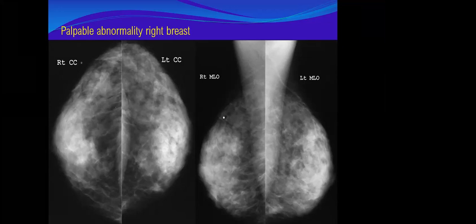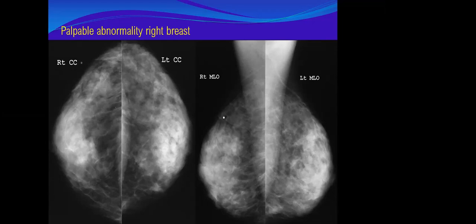On MLO, yes. You see, on MLO and even in the CC, that is the one on the CC, and here on MLO, so that reflects the area of the palpable mass. So the palpable abnormality is in the upper outer. So look at this location for any abnormality. Could you see any abnormality in the CC? Yes, I can see it.